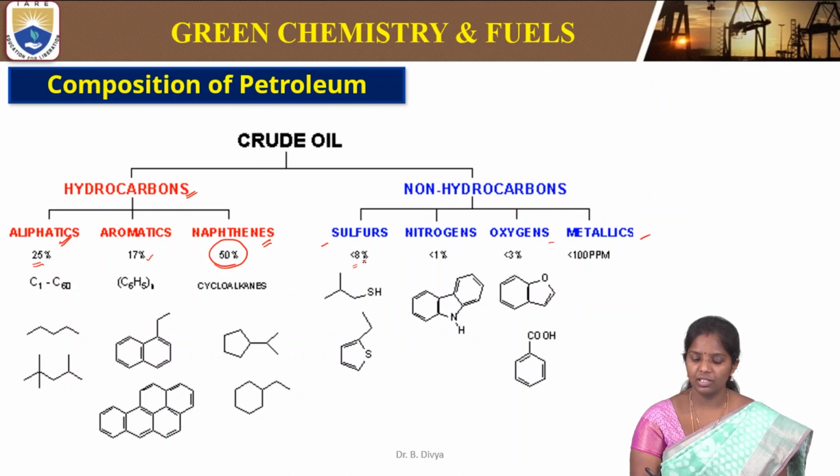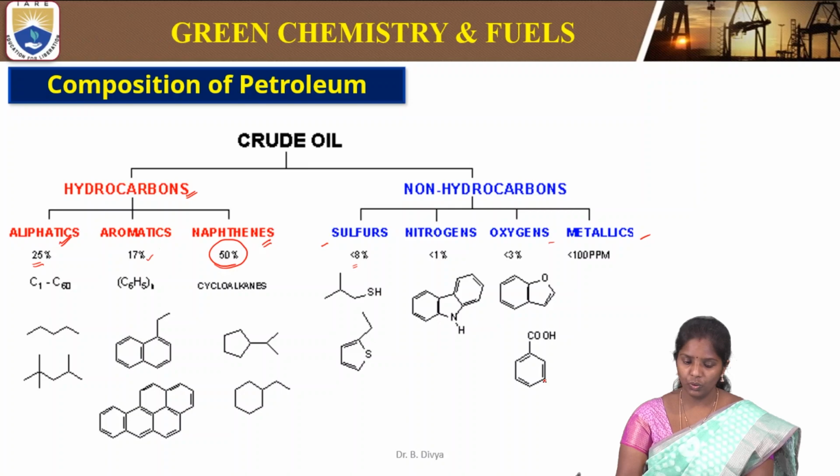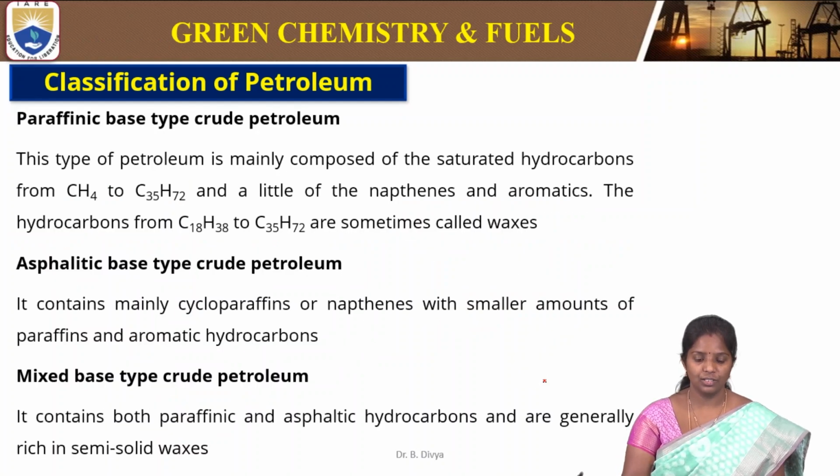So sulfur is very less, less than 8%, then nitrogen is less than 1%, oxygen less than 3%, and metallics less than 100 ppm. So it is very less in content. So these are the composition of crude oil. Then classification of petroleum based on the presence of this composition. Also, the petroleum is classified in 3 different types.